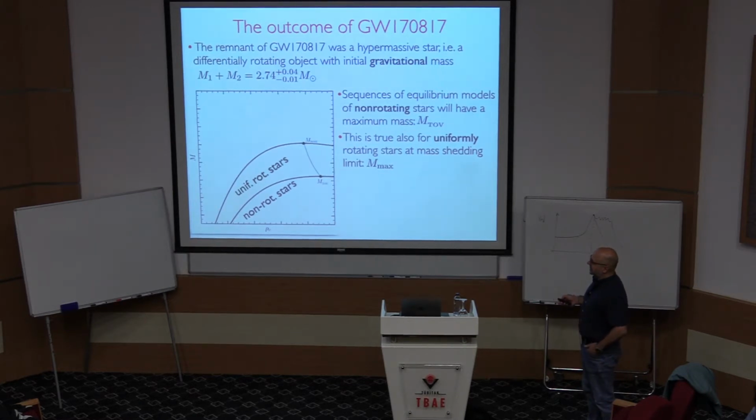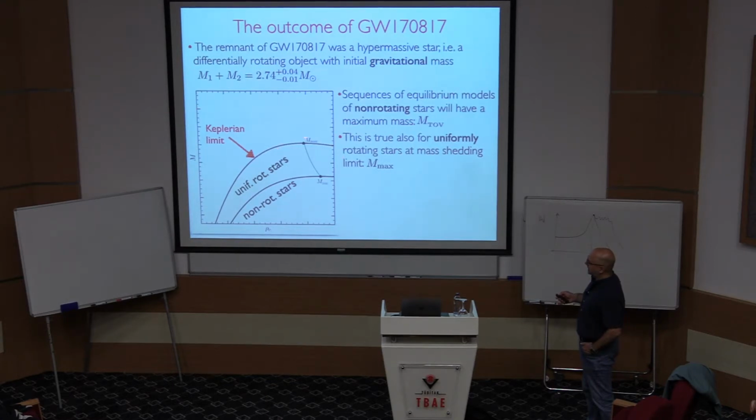And this line over here, the outermost, is called the Keplerian limit. This is the limit of all the stars that are uniformly rotating and at the maximum rotation speed. If you make them rotate a little bit more, you will break them apart. So this is the Keplerian limit.